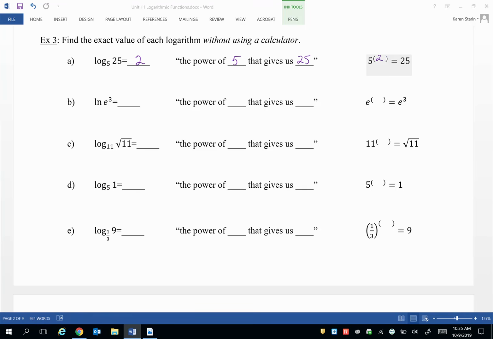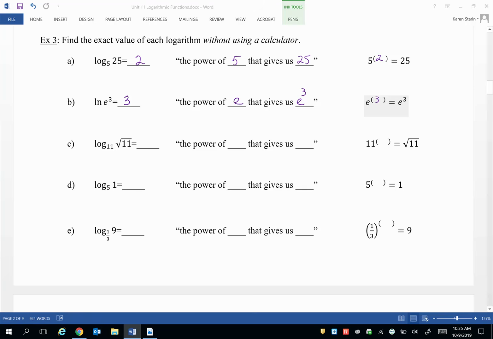Part B, ln of e cubed equals 3. So the power of e that gives us e cubed is e cubed equals e cubed.